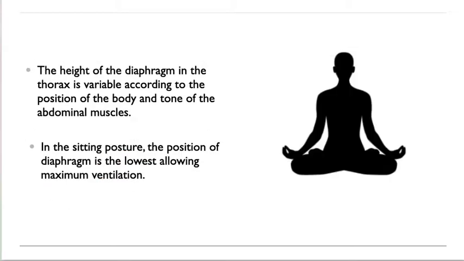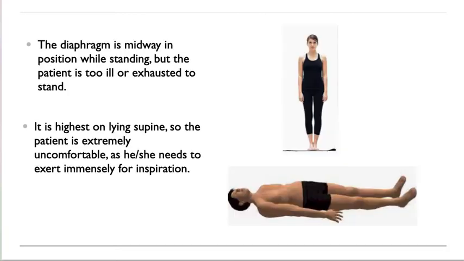The height of the diaphragm in the thorax is variable according to the position of the body and tone of the abdominal muscles. In the sitting posture, the position of the diaphragm is the lowest, allowing maximum ventilation. The diaphragm is midway in position while standing, but the patient is too ill or exhausted to stand. It is highest when lying supine, so the patient is extremely uncomfortable and needs to put immense work into inspiration.